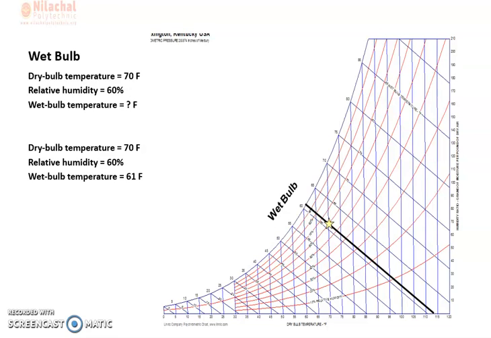The wet bulb temperature line is the inclined straight line. From this point you draw the inclined straight line, and where it is cutting, here, what is this? This is 61 Fahrenheit. Like this, you have to calculate all the thermodynamic properties in the psychrometric chart.